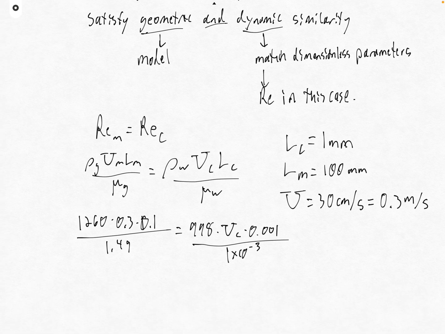Right, so we can plug all of this in and solve this. So 1260 times 0.3 times 0.1 divided by 1.49 equals 1 e to the minus 3 divided by 998 times 0.001.